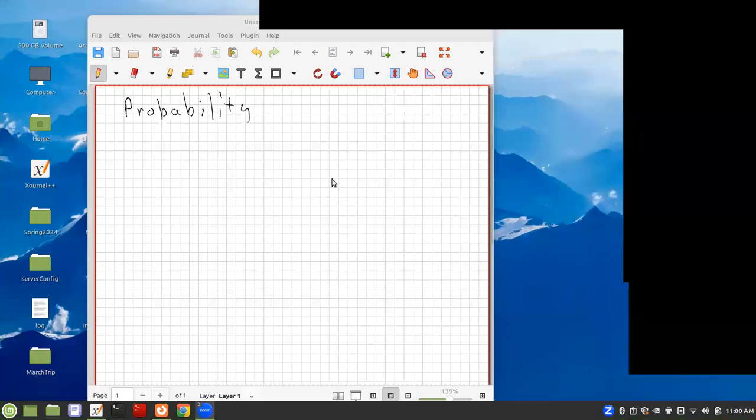Class. Okay, we're dealing with probability. And let me just review what we did last time, so you can get an idea of all the technical terms and how they're used. So we have a probability experiment.